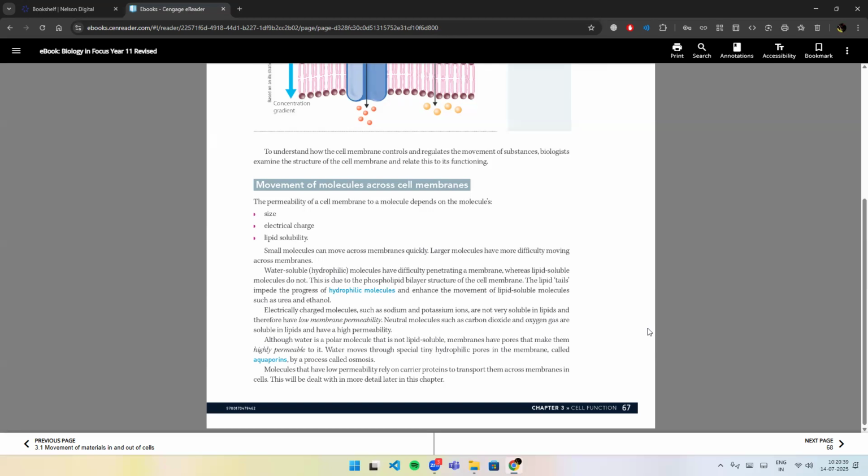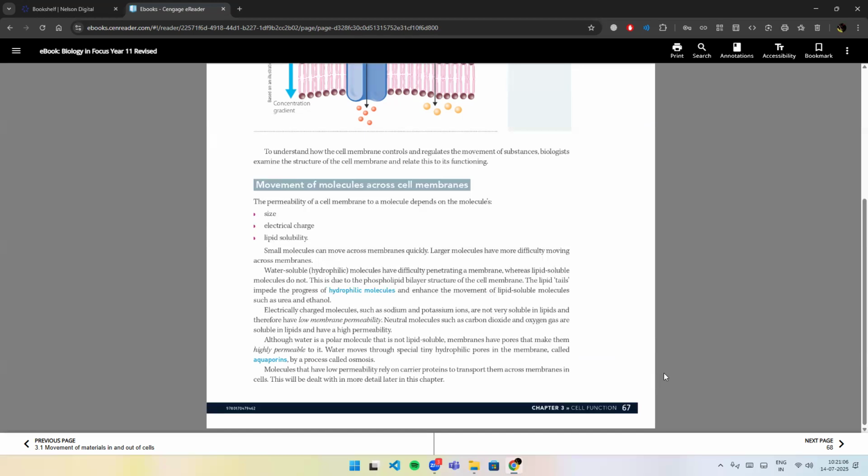The lipid tails impede the progress of hydrophilic molecules and hence favor the movement of lipid-soluble molecules such as urea and ethanol. Electrically charged molecules such as sodium and potassium ions are not very soluble in lipids and therefore have low membrane permeability. Neutral molecules such as carbon dioxide and oxygen gas are soluble in lipids and have a high permeability.